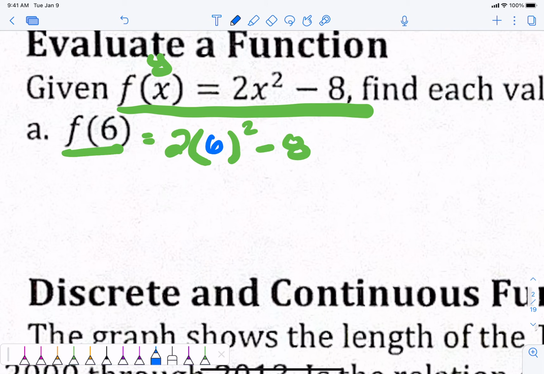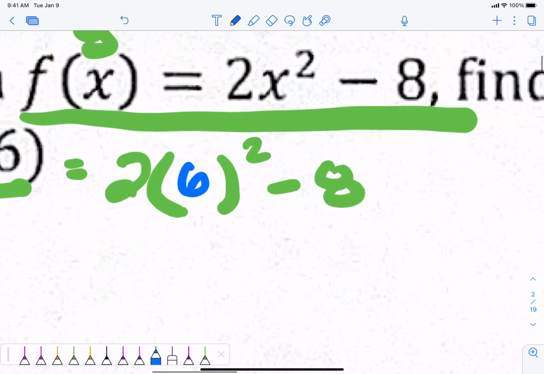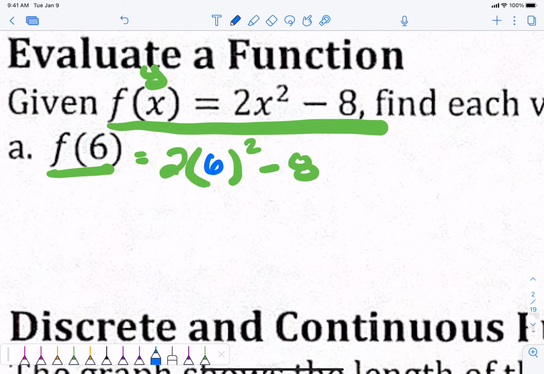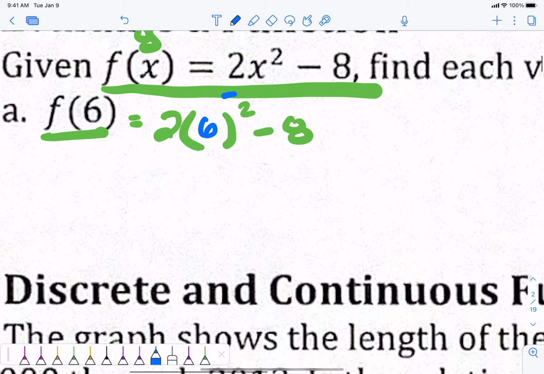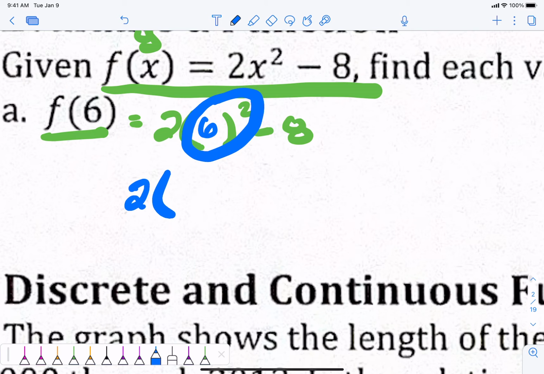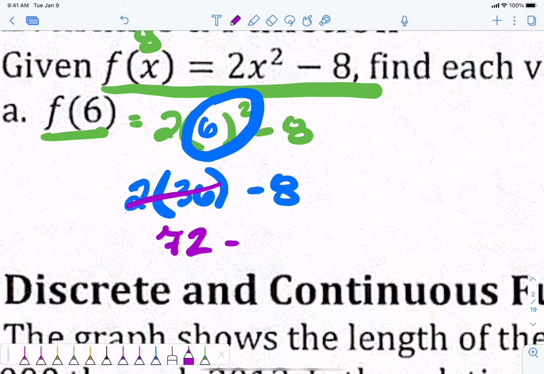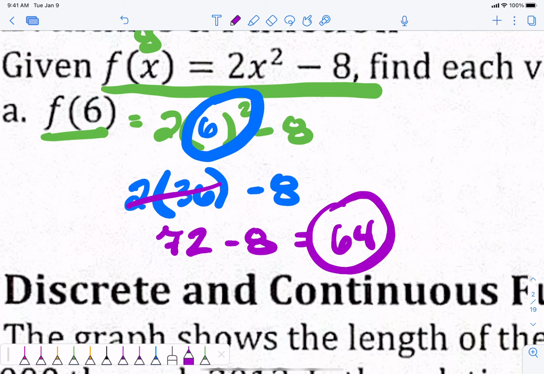What happens if there's more than one x in my equation? You plug it in for every single place. So there's an x. All right, what do you do first here? PEMDAS. Do you remember your PEMDAS? Do you take 2 times 6 and then square it, or do you square the 6 and then take it times 2? PEMDAS is parentheses, exponent, so I do this part first. 6 squared is 36, and 2 times 36 is 72, and then I subtract the 8 as the final answer. 64, you betcha. That is the final answer.